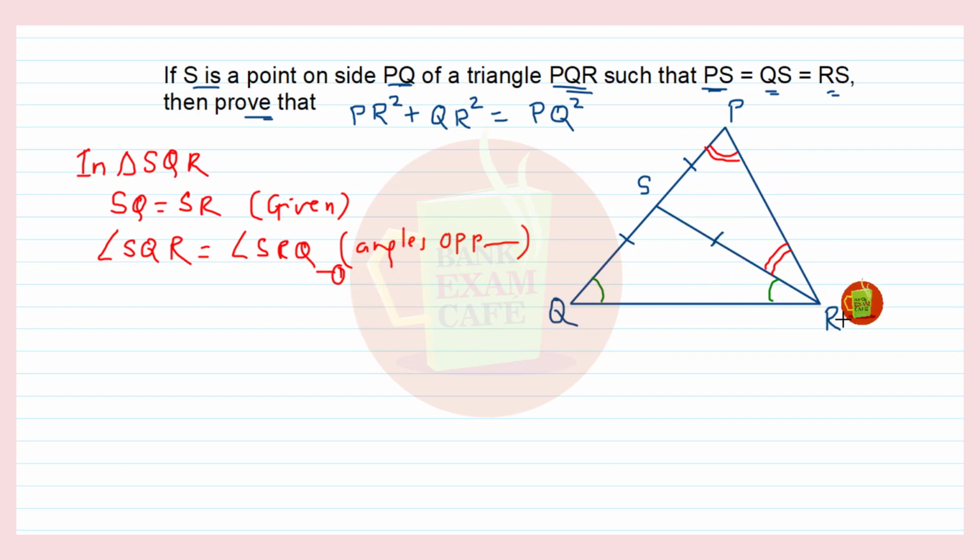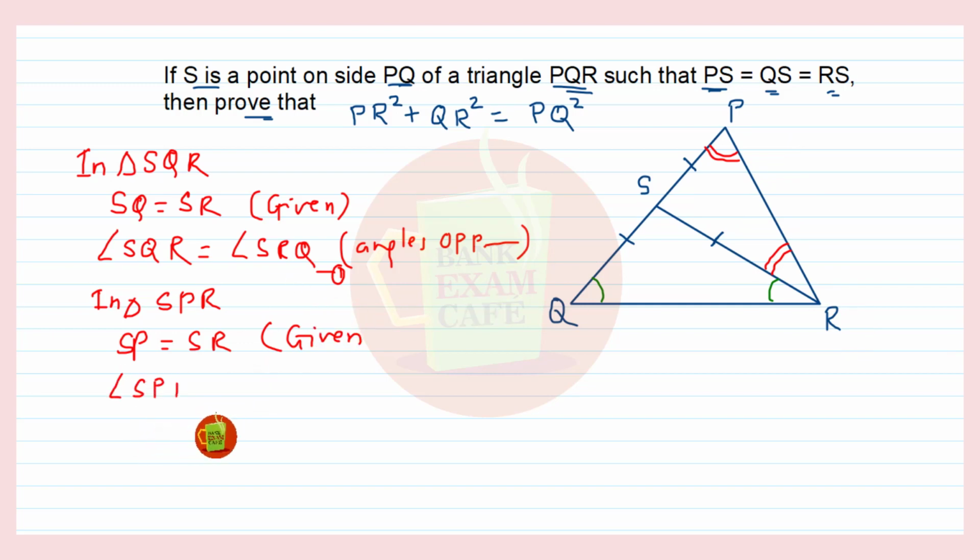Similarly, in triangle SPR, here SP is equal to SR, that is given, and so angle SPR is equal to angle PRS. Let this be number 2, and the reason is angles opposite to equal sides.